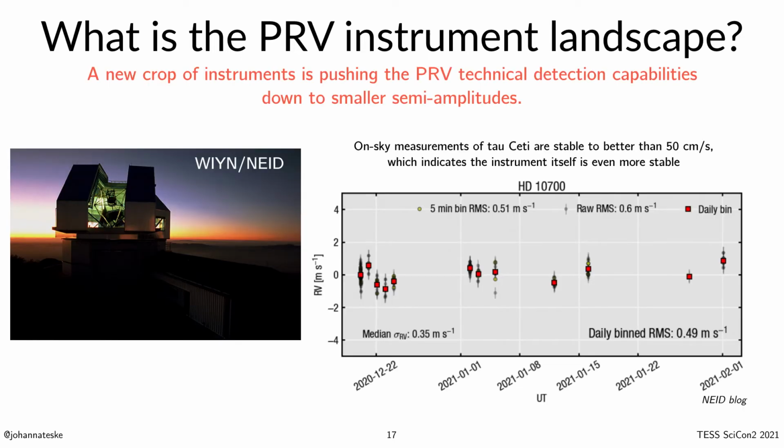First, we have NEID, which is at the WIYN Telescope in Arizona, the 3.5 meter WIYN Telescope, and the PI here is Suvrath Mahadevan. And this is an optical instrument with coverage from about 4,000 to 9,000 angstroms, has a high resolution mode of about 90,000 or better. And while they have demonstrated this on-sky data of a precision of 50 centimeters a second or better, the error budget really predicts that they should be able to reach something like 30 centimeters a second. So it'll be really interesting to watch the progress of this instrument.